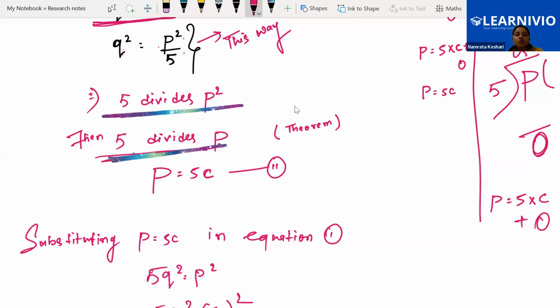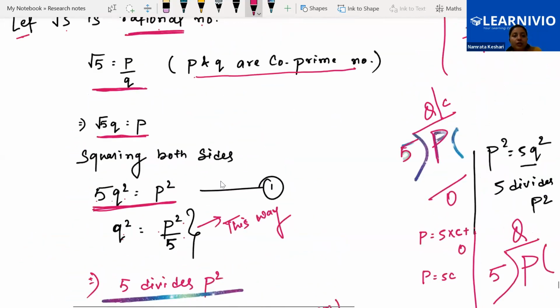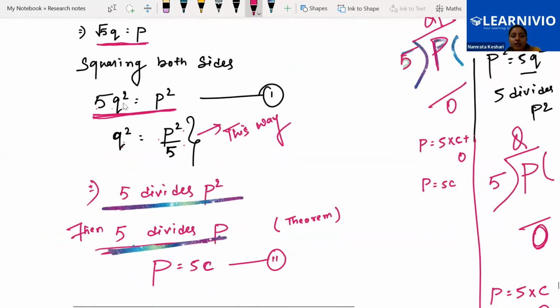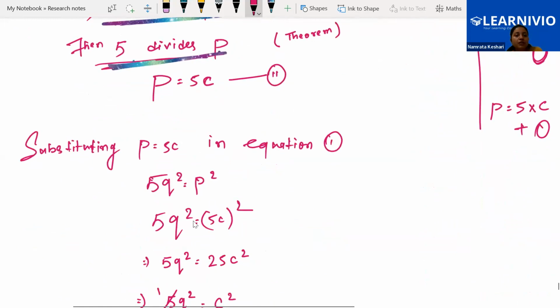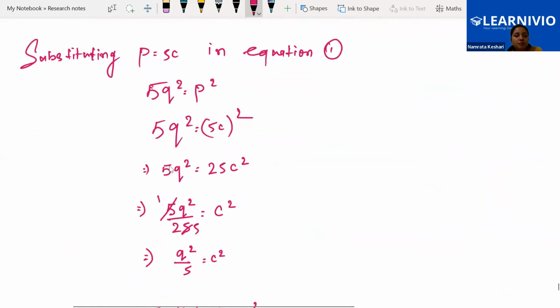Now substituting this P is equals to 5C in equation number 1. We always have to maintain this as equation number 1, just after doing the squaring part. So P is equals to 5C, we will be substituting over there. After doing the substitution, we have done the simplification. Here 5C is there.